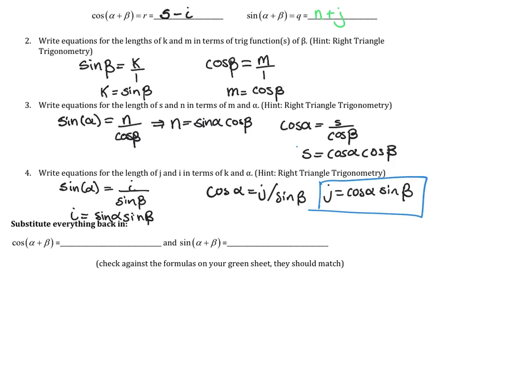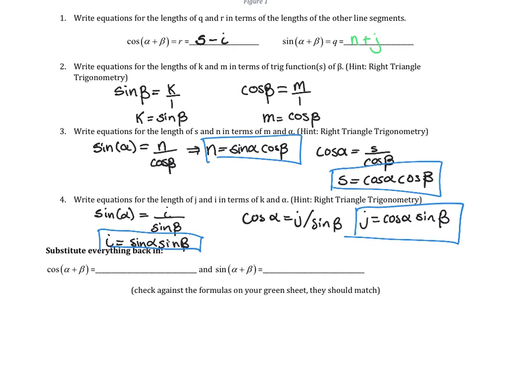Okay, each one of these expressions that we came up with, I'm going to go ahead and box them out because we're going to use them. The first one that we're going to use is right here. The cosine of alpha plus beta, we said was s subtract i. So s was cosine alpha cosine beta, and we're going to subtract i, so subtract sine alpha sine beta. Then the sine of alpha plus beta we said was n plus j, and n was sine alpha cosine beta plus cosine alpha sine beta. Now go ahead and take a look at your, I should say pink sheet, I guess I must have called it green before.